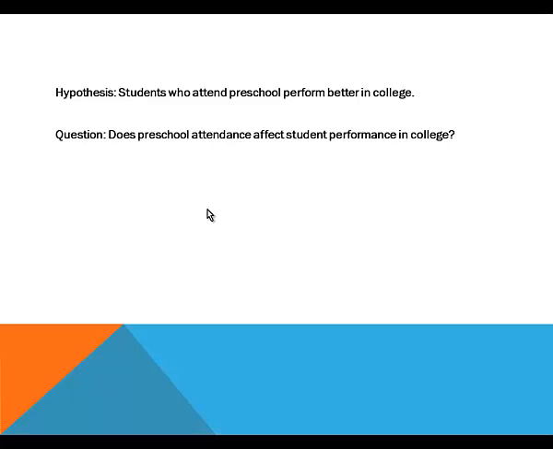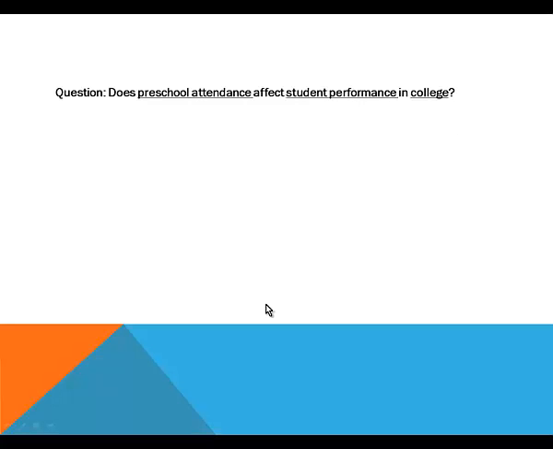This can be based on your hypothesis or your thesis or what you want the topic of your paper to be. So in this example, does preschool attendance affect student performance in college? You would never type this whole question into Google or into a database. You would type in the keywords. These are the words that the computer will use to look for your paper.